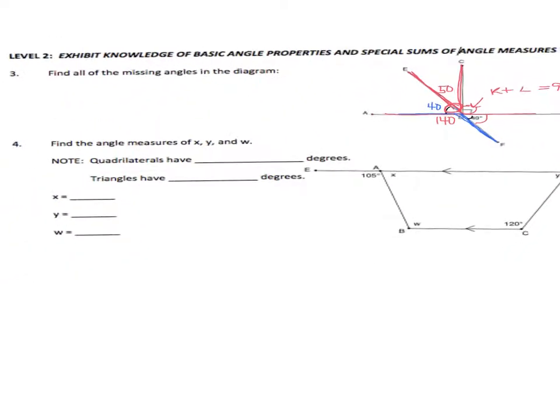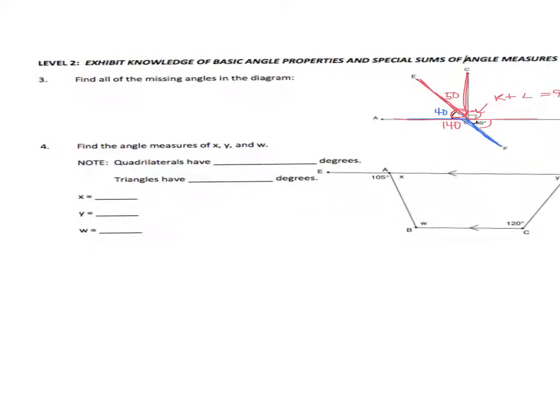All right, number 4. One thing that you do have to know in order to do number 4 is quadrilaterals are going to have 360 degrees. Now, a quadrilateral is anything that has 4 sides, like a square, a rectangle, a trapezoid, anything that has 4 sides. Triangles are going to have 180 degrees. Okay, that's anything with 3 sides.